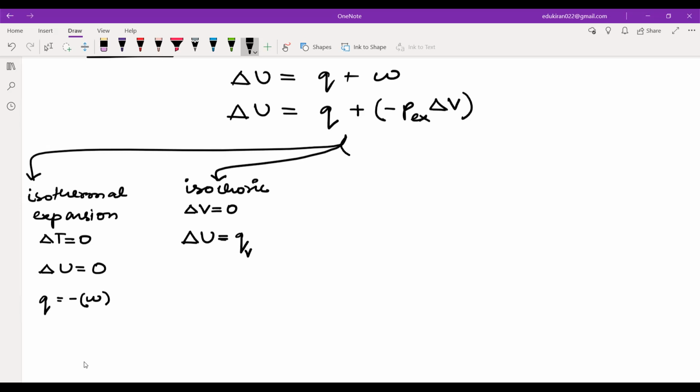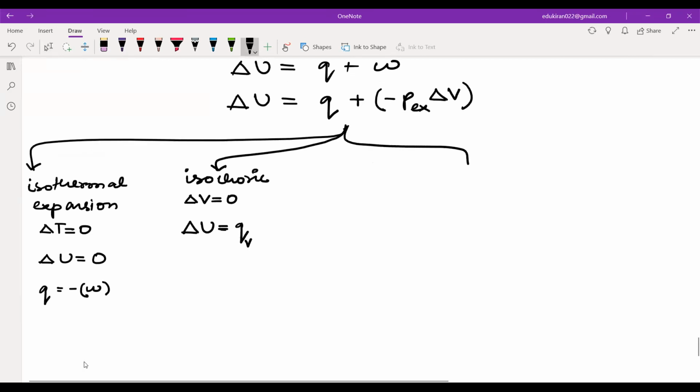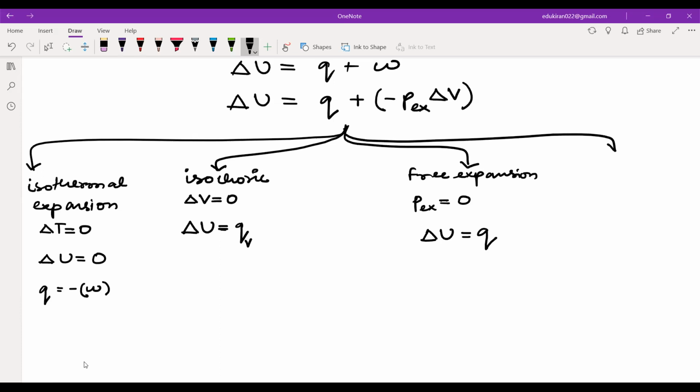Then we have looked at one more case, in which we have free expansion. In free expansion, P external is equal to 0. Hence, in this case also, delta U will become equal to only the heat given to the system. Now we will write one more part, but for that we first have to understand what is going to happen. We have taken the cases of isothermal, isochoric, and free expansion.